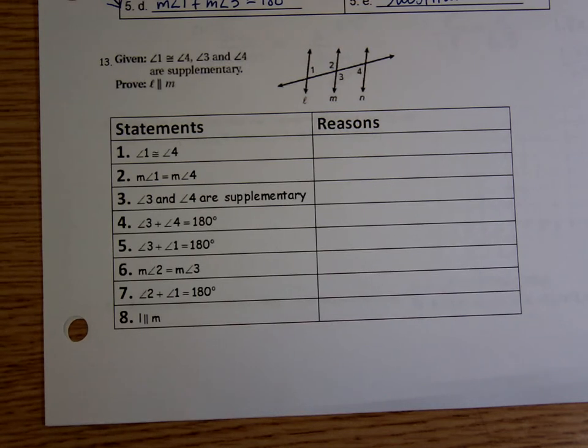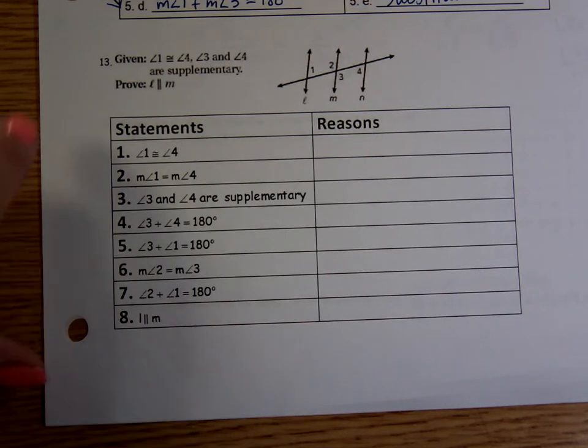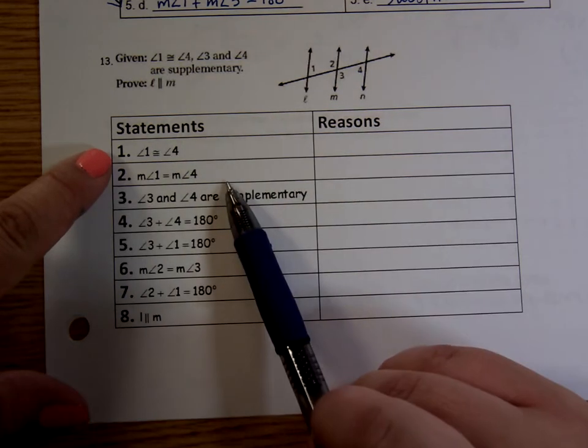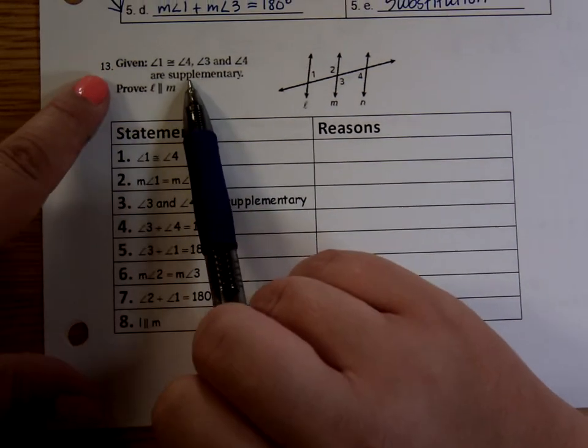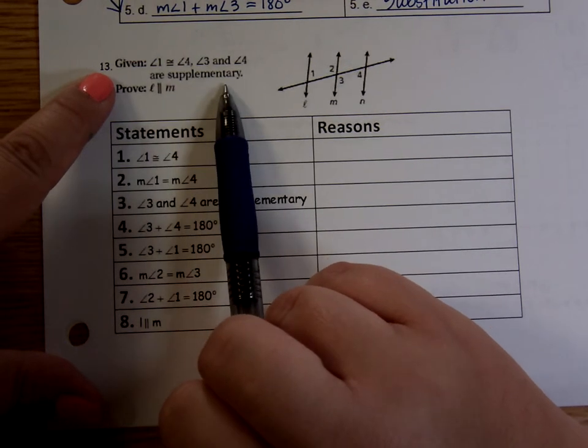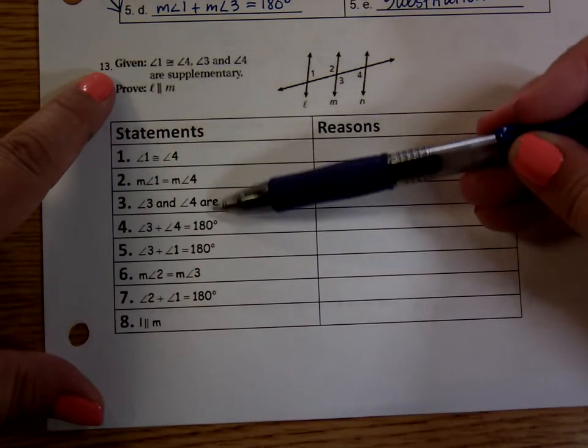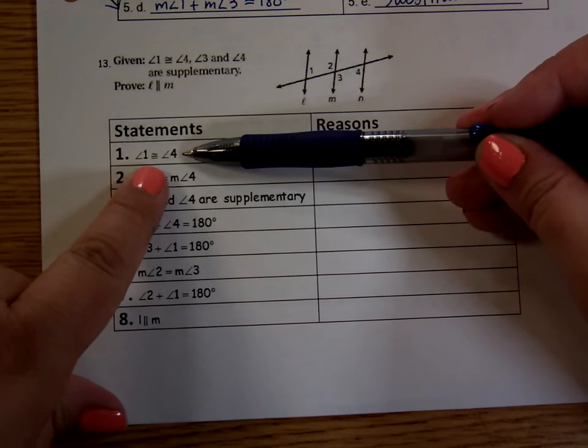All right, here we are on number 13. This one's kind of nice because all the statements are given, so you're just having to come up with reasons. Notice that this one has a lot of given information. When you have a lot of given information, a lot of times the proof will divide it up into different steps. So you notice you find some of it right here.